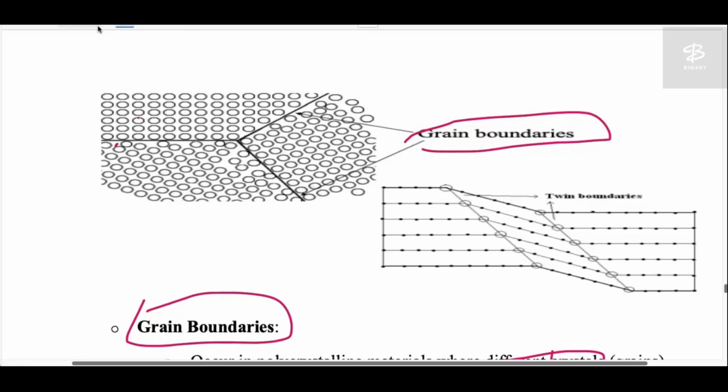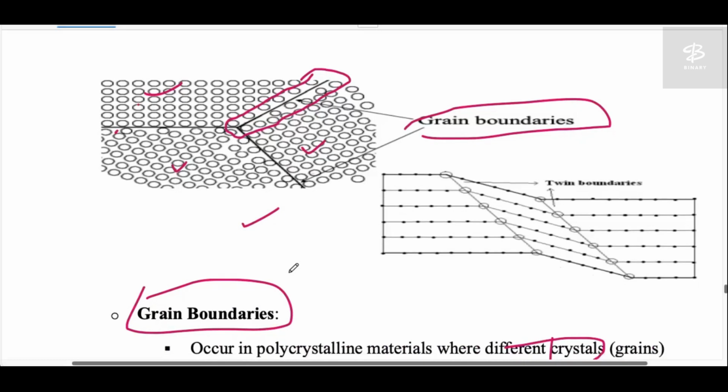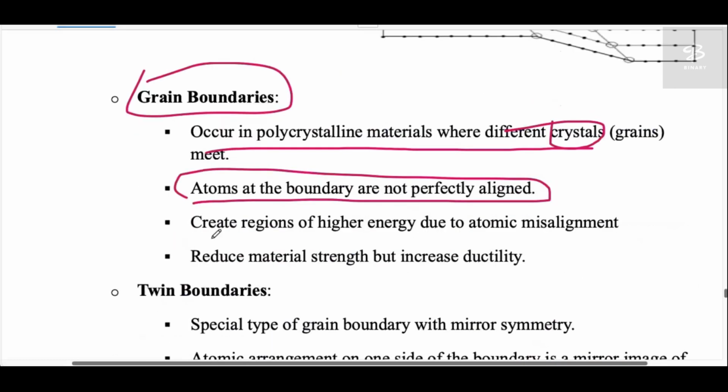Okay, any boundary you can take. Suppose you are concerned about this particular boundary. See here, is there any fashion? No, they are all in an irregular way, right? So there is no such fashion followed as here, here, and here. It is followed there. So at a boundary, you will see irregularities, and that kind of defect is known as grain boundary defects. They create regions of higher energy due to the atomic misalignment.